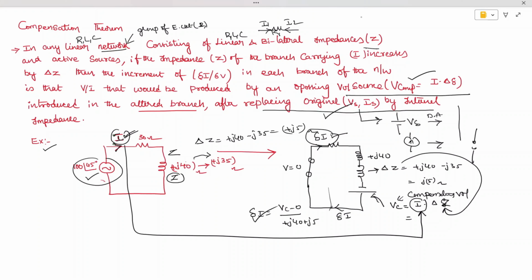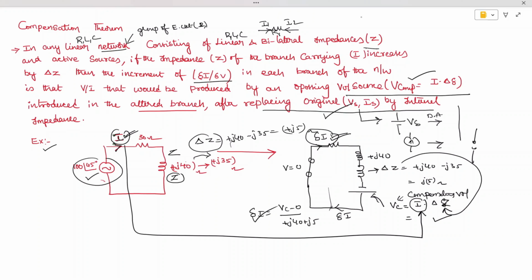Very simple. So the theorem is saying that if the impedance is changing from J40 to J45, the change in impedance will occur. So I want to find out what are the changes in the currents or the voltages. I can find the change in voltage or currents with the help of injecting a voltage, where this voltage is called compensating voltage of a magnitude of I into delta Z, that has to be injected, and if the voltage source is there, short circuit.